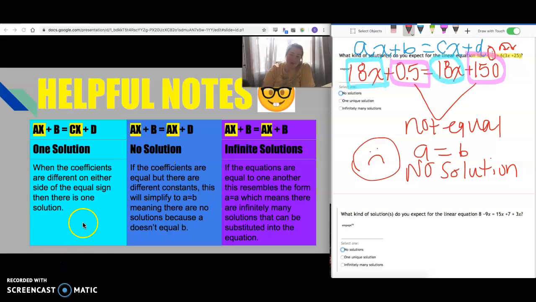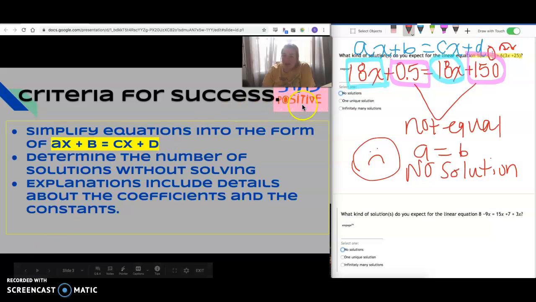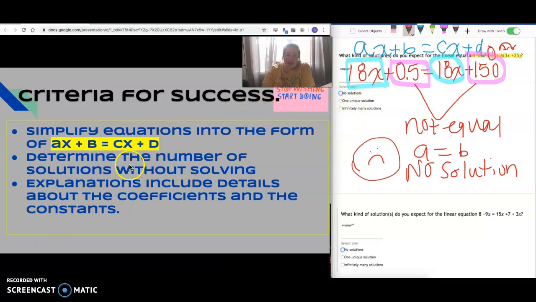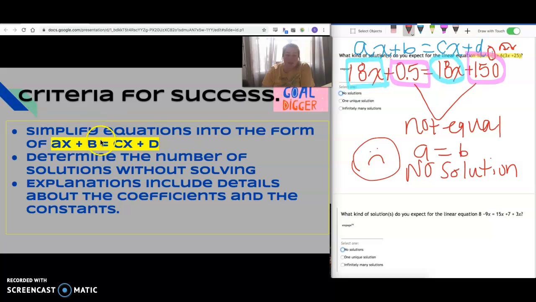So remember, in your explanations, if you are ever asked to explain or predict without having multiple choice of no, one, and infinite, you need to refer to coefficients and constants. Those are the 2 flag vocab words that I'm going to be looking for in your work. And if I don't see those vocab words, I'm going to be concerned that you weren't keeping track of the CFS. So today's CFS: simplify it down to AX plus B equals CX plus D.